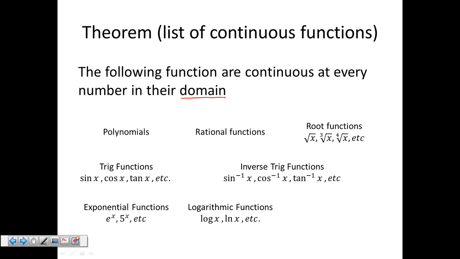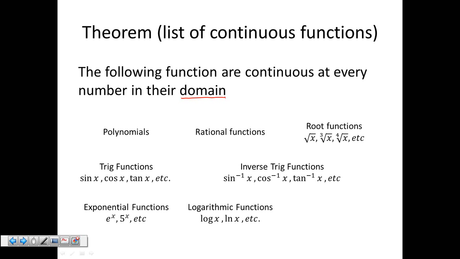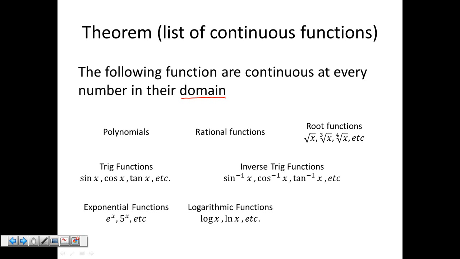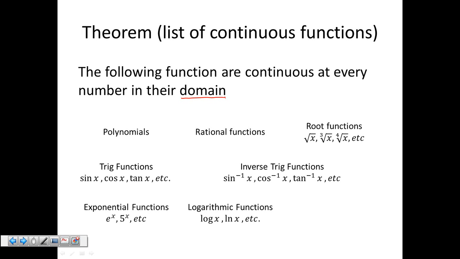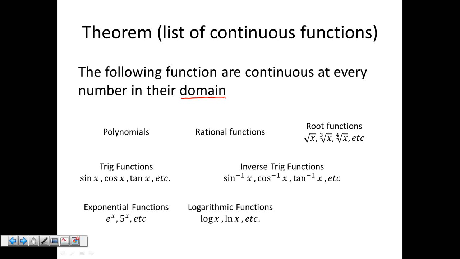We can say that it's continuous from 2 to 4, or we can say that it's continuous from negative infinity to 1. So we create regions of continuity where it's defined. So polynomials, they're continuous everywhere, always. They're great to work with because they're always continuous. Rational functions, they're going to be continuous wherever the bottom does not equal 0.